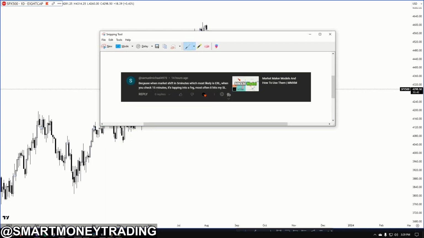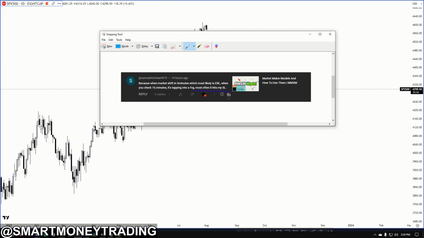So it says, because when the market structure shift in 5 minute, the 5 minute market structure shift targeting external resistance liquidity, or using external resistance liquidity for a market structure shift, and then when you check the 15 minutes, tap into a fair value gap, most likely hitting a stop loss. So I don't know if you're entering directly off of the market structure shift. A market structure shift usually confirms that the move is happening in the direction that you want it to.